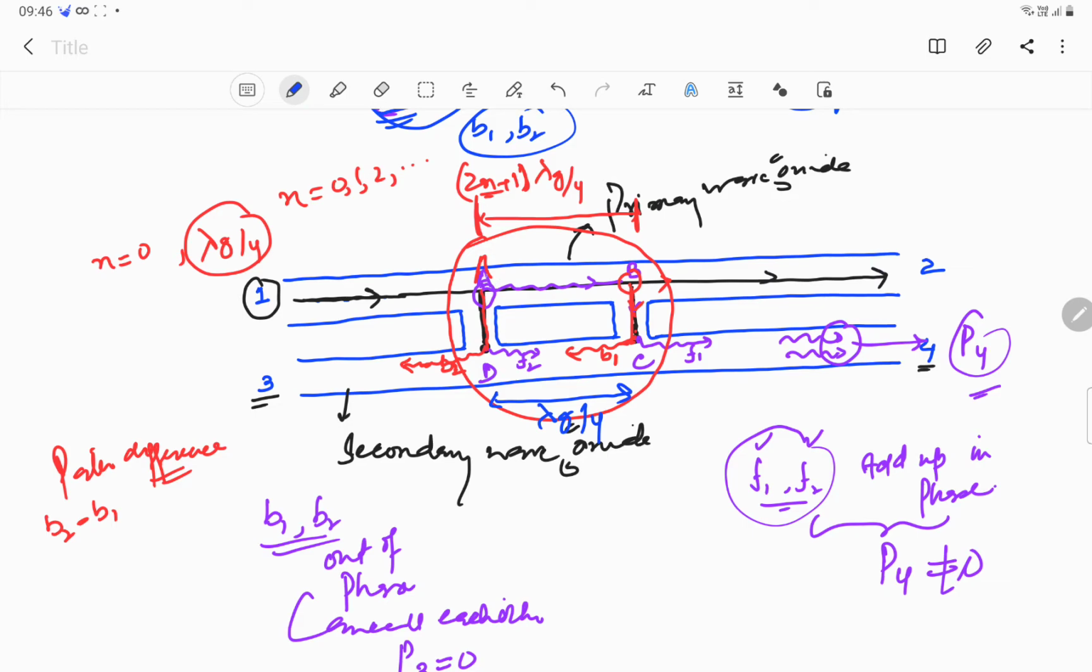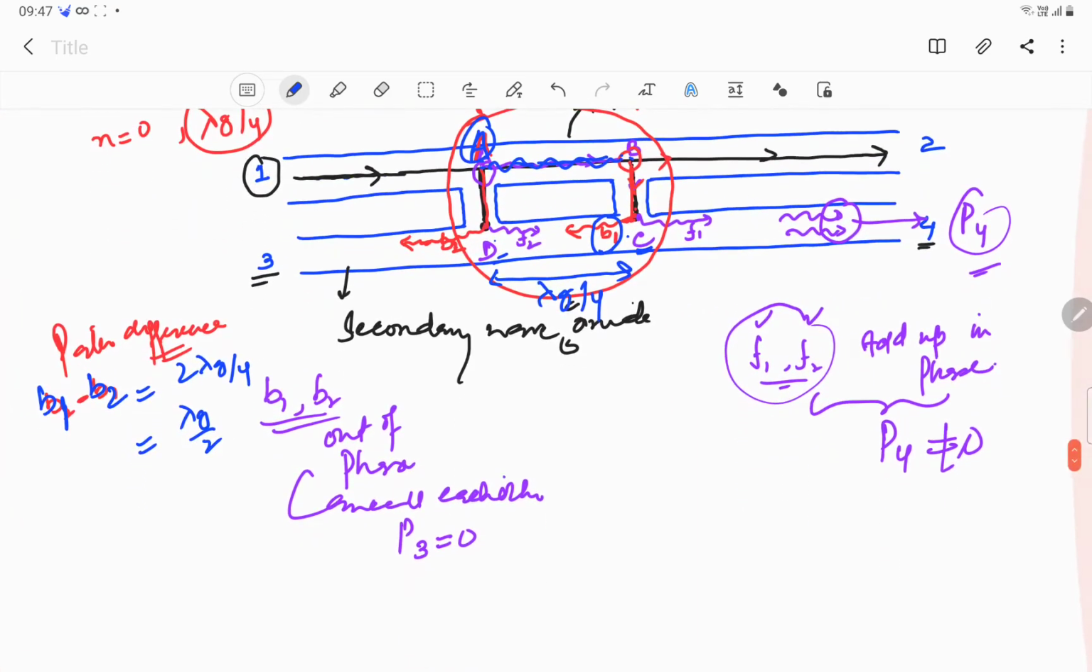Now, a wave which gets split at point number A has to travel an extra distance of lambda g by 4 plus lambda g by 4. Lambda g by 4 from this point to this point, lambda g by 4 from A to B, and from point C to D, another lambda g by 4. So the wave B1 has to travel an extra distance compared to B2. The path difference can be obtained as B1 has to travel an extra lambda g by 4 from A to B and lambda g by 4 from C to D. So it is 2 lambda g by 4 would be the path difference. So it is lambda g upon 2.